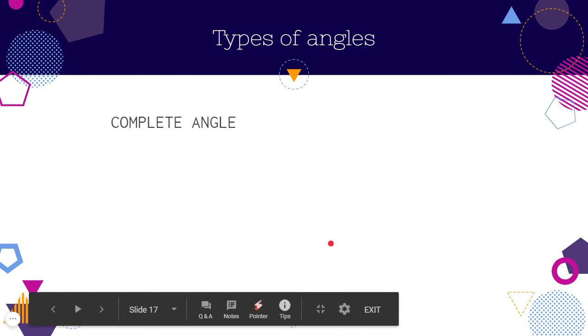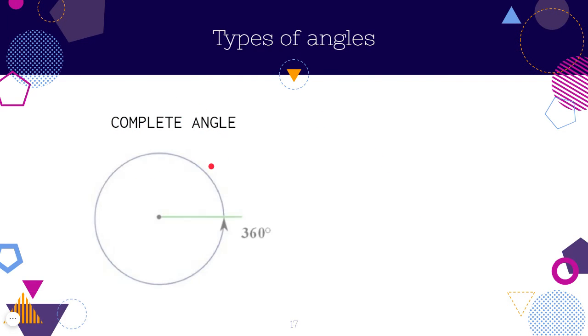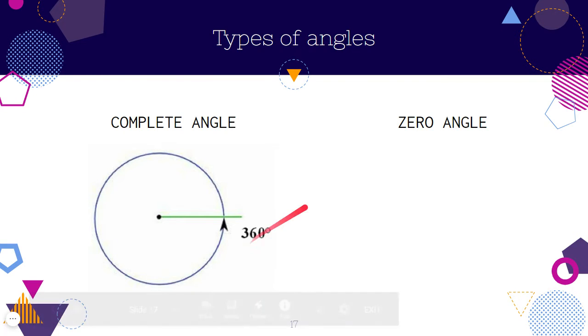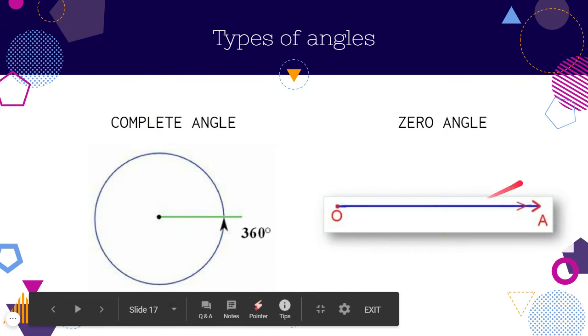Now let us look at the last two types of angles. A complete angle. It's going to be a complete circle, a complete one, and it's going to measure as 360 degrees. The next one is going to be a zero angle, which is going to be right at the center of this side. So it's going to be 0.